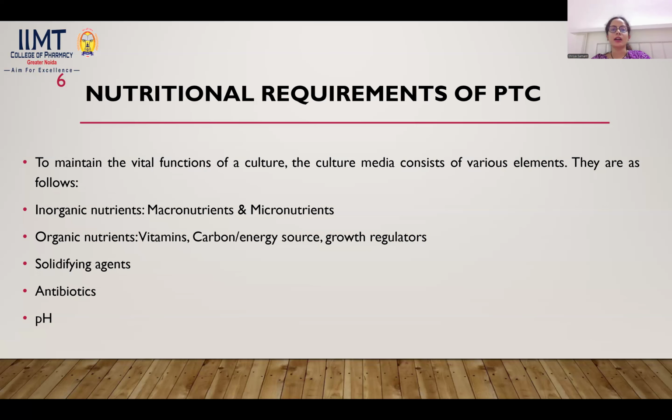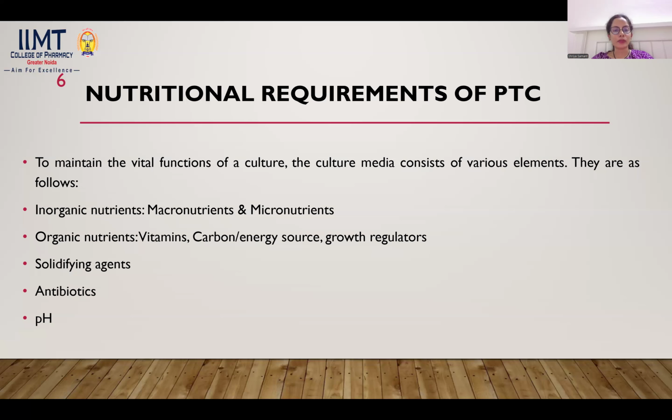Next is the nutritional requirement of plant tissue culture, meaning what nutritional things we need to grow the plant. So the first important thing is the nutritional culture medium to maintain the vital functions of a culture. The culture media consists of various elements. They are as follows. First is inorganic nutrients, which have macro and micronutrients. Next is organic nutrients like vitamins, carbon, energy source, growth regulators. Next is solidifying agent, antibiotics, and at last it is pH.